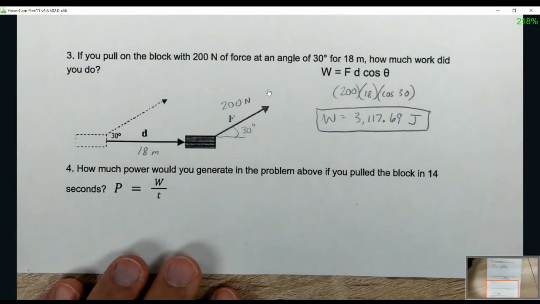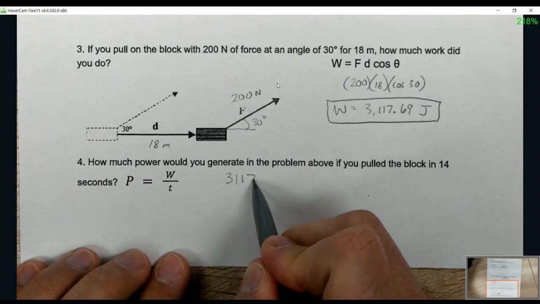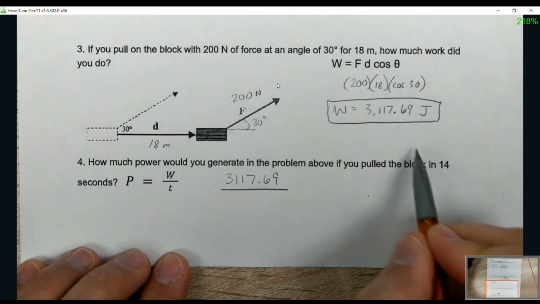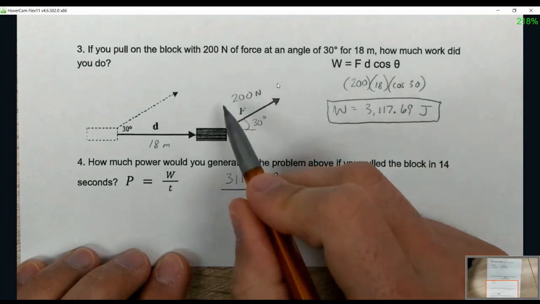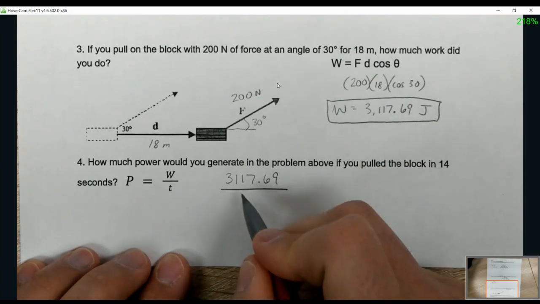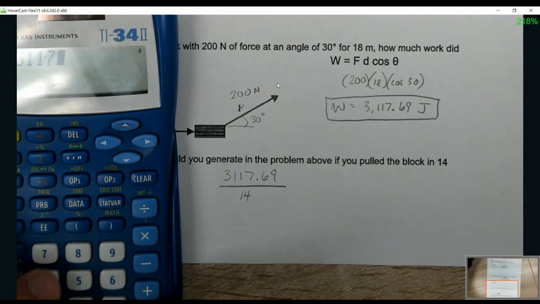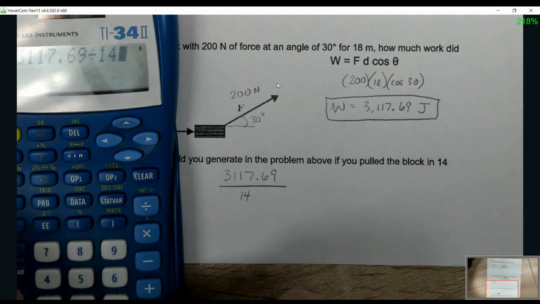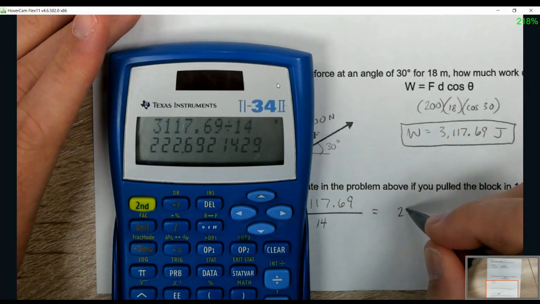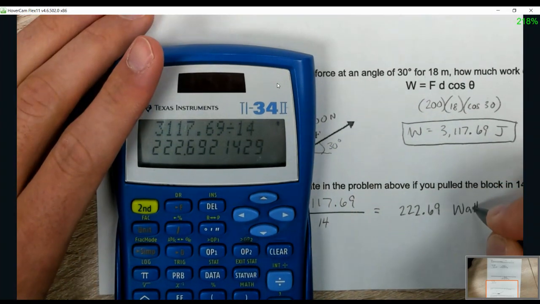And in this part of the problem, they want you to take the work done, 3,117.69, and find how much power was generated if you pulled this block 18 meters at 30 degrees in 14 seconds. So you're going to take this answer and divide by 14. 3,117.69 divided by 14, and we kick out a value here of 222.69, and the unit for power is watts.